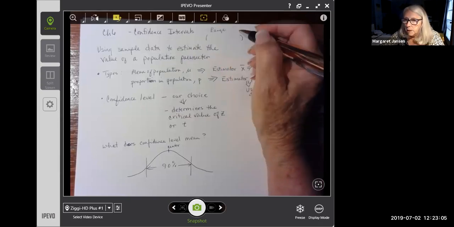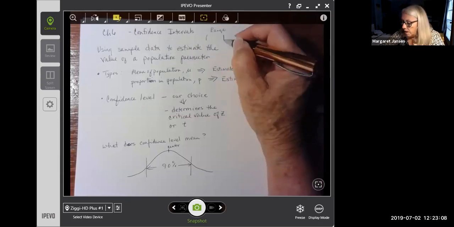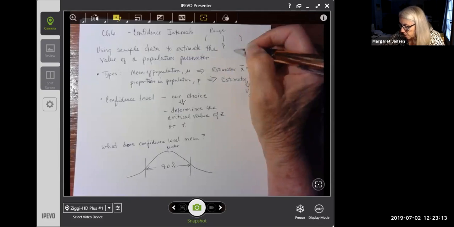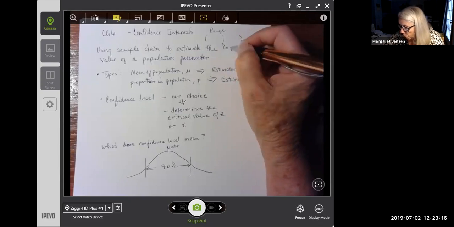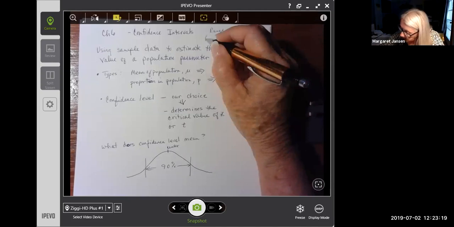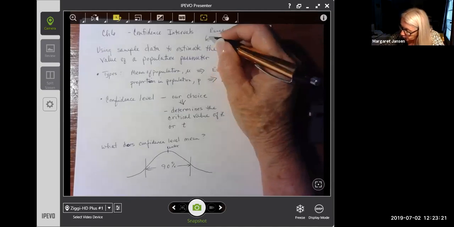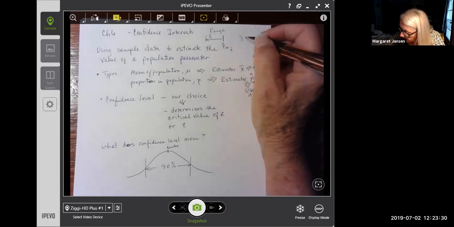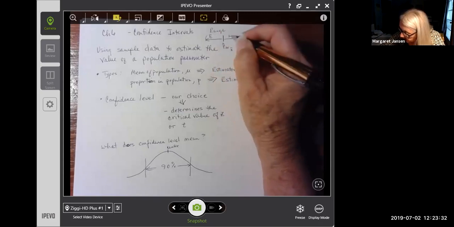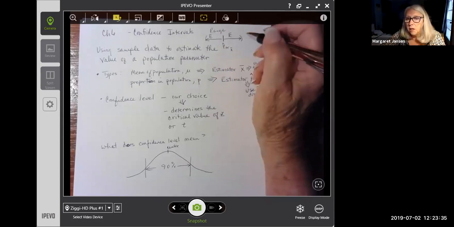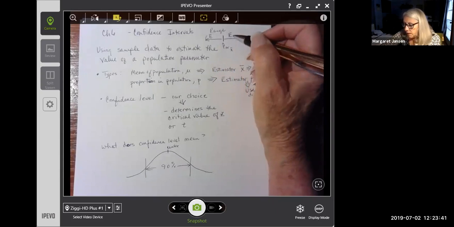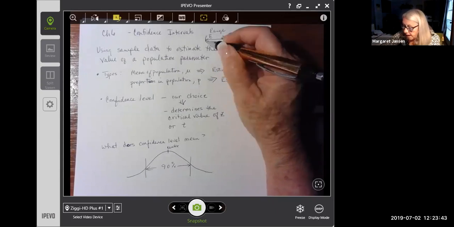The center of the range of numbers is either p hat, the proportion in a sample, or x bar. And then the distance from the center to the lower edge is called a margin of error, which we use the symbol capital E for. And then when we add a margin of error, we get to the highest number in the interval, a large confidence estimate of where the actual population proportion or mean is.